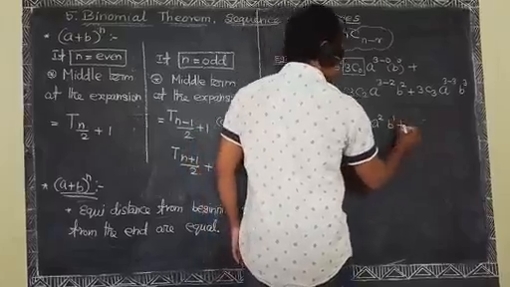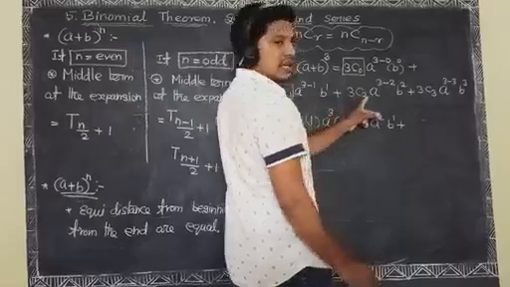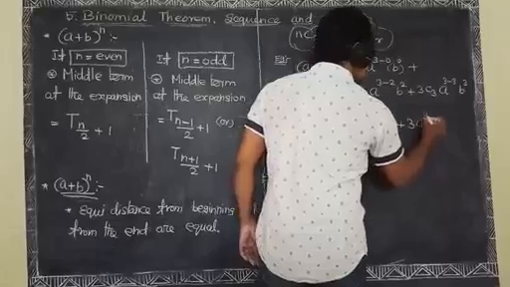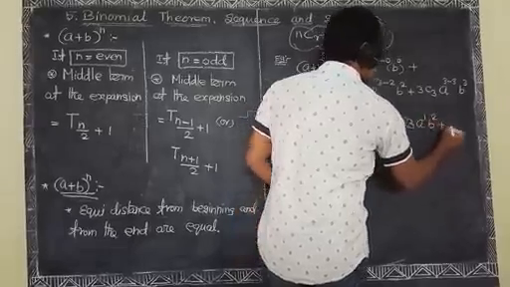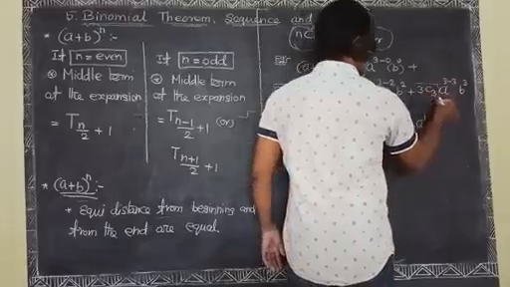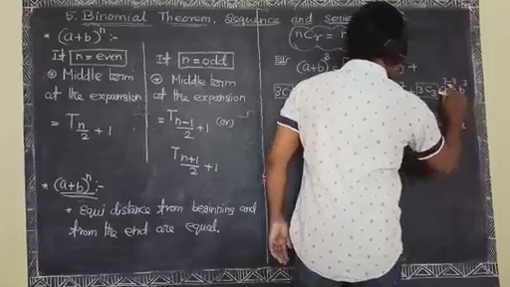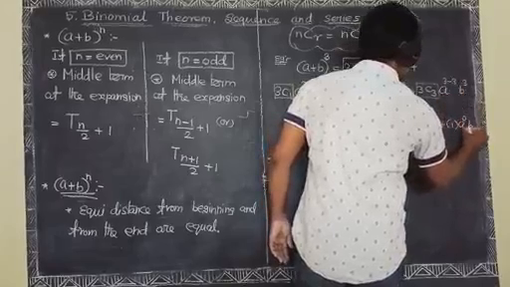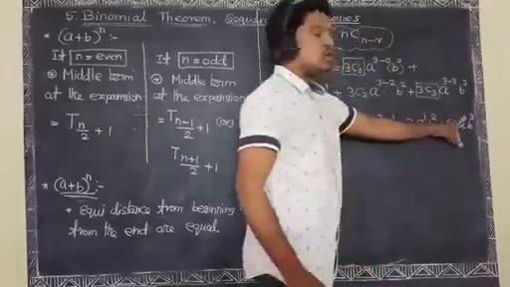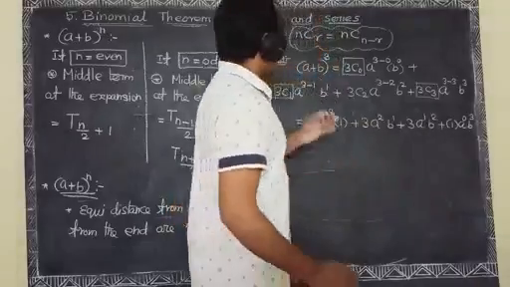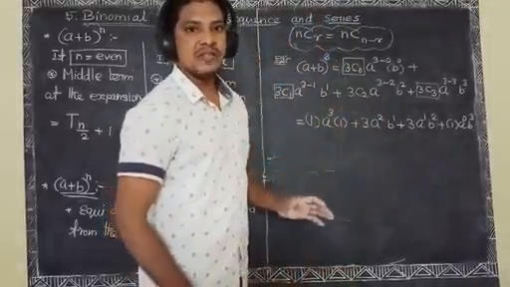Okay, plus here 3c2 is 3, a power 3 minus 2 is 1, b power 2, plus 3c3 is 1, a power 3 minus 3 is 0, b power 3. Here a power 0 is 1, into b cube is b cube. Here, what is the equidistance?